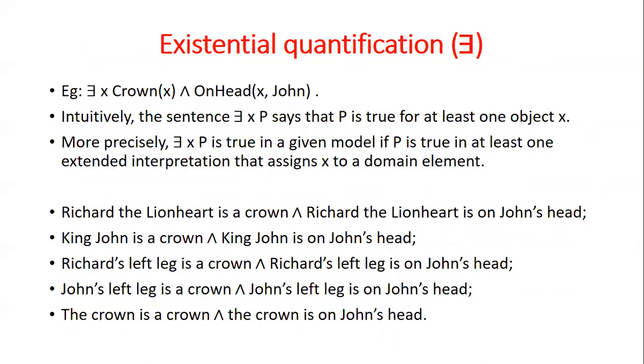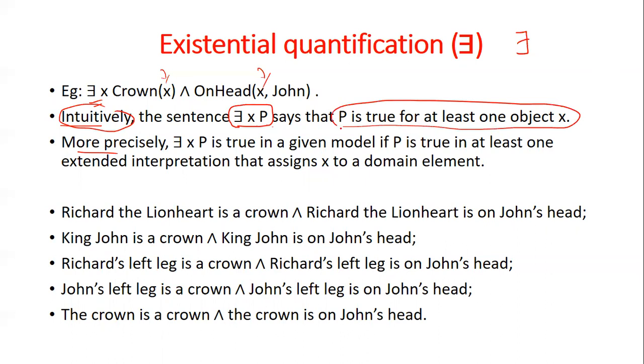Okay. Next, we will be discussing existential quantification. Here is an example, and this is the symbol we use for existential quantification. There exists x such that x is a crown and x is on the head of John. Let us see intuitively what it means. There exists x, p means that p is true for at least one object x.